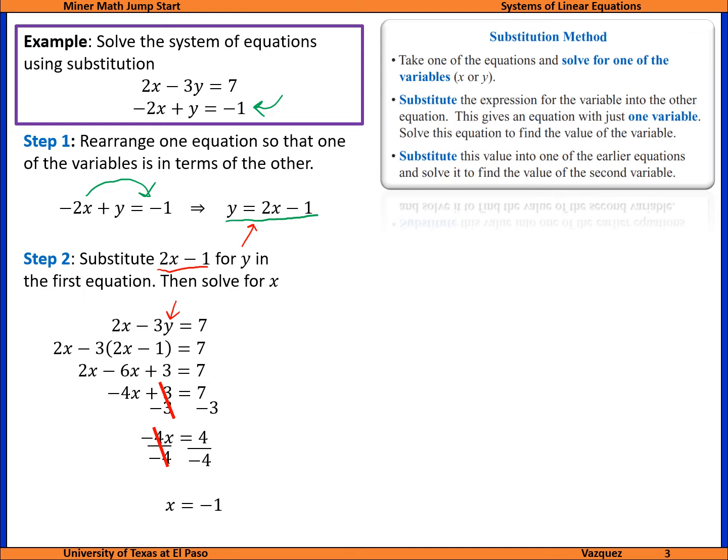So we know x is negative 1, but we still need y. How can we solve for y? I'm going to erase this just so it doesn't look like too much of a mess.